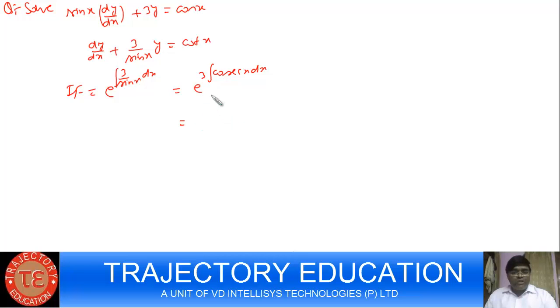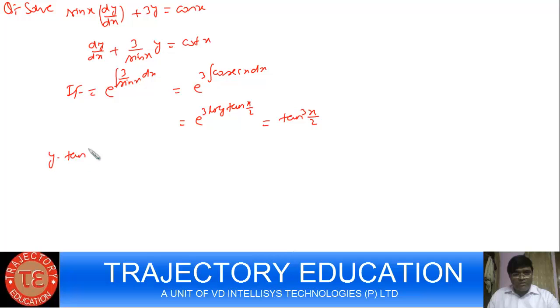That is e to the power 3 times the integral of cosec x dx. The integral of cosec x dx is going to be log tan(x/2), so the integrating factor is tan cube (x/2).